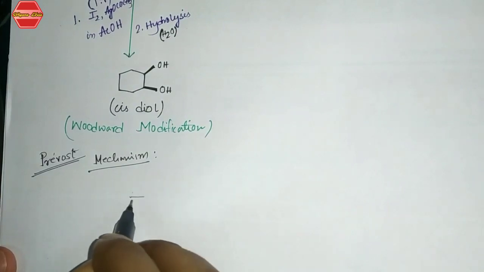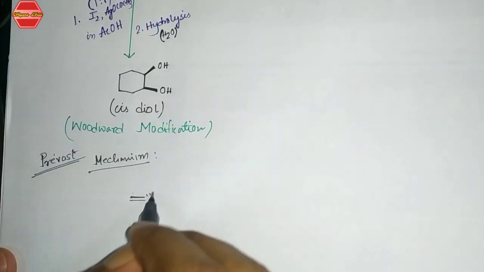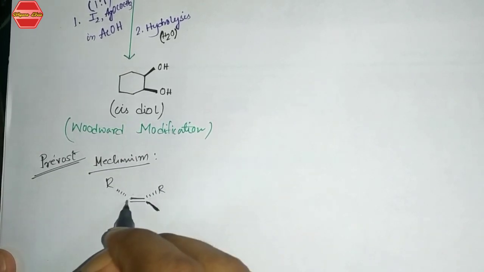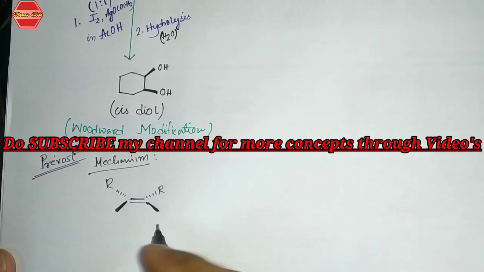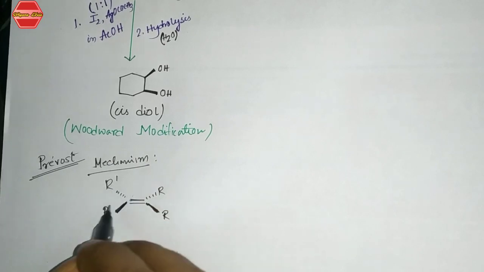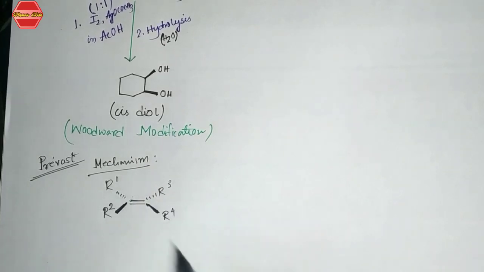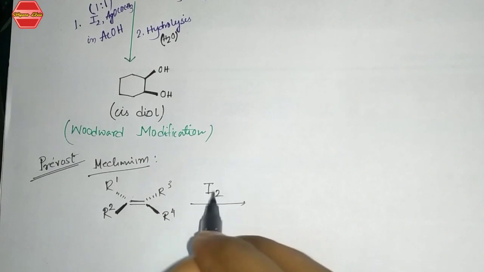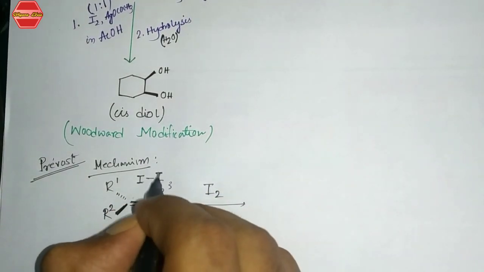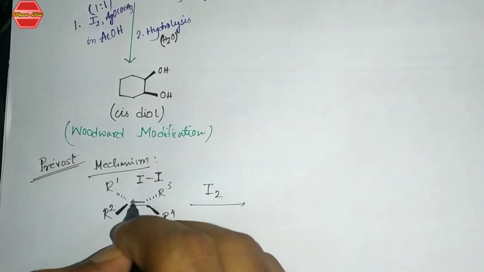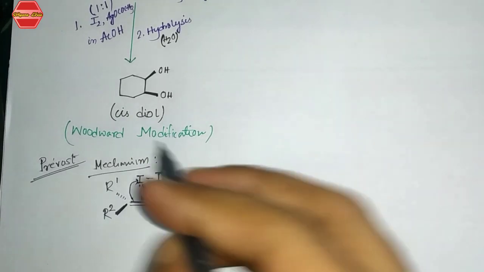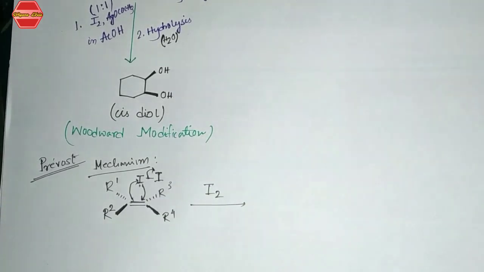Now I am taking this as a general alkene, and all the substituents are R. I have written 1, 2, 3 and 4. Now when we use this I2, we all know what our product will be, a cyclic iodonium ion. This is your iodine. These bonds go over here, and a lone pair of iodine takes this double bond, and this will leave from the system.